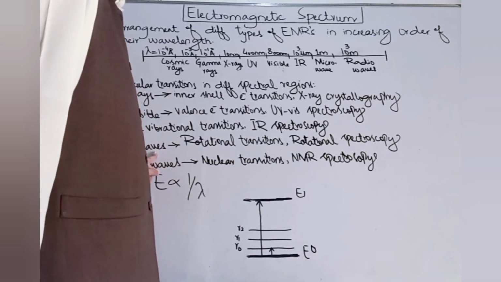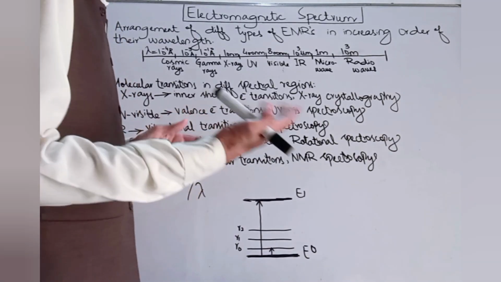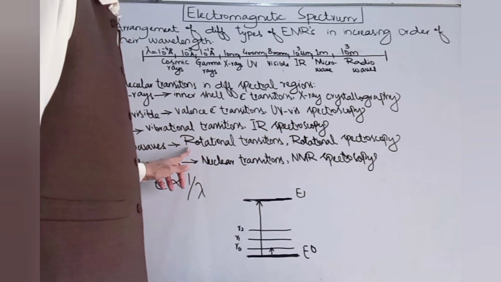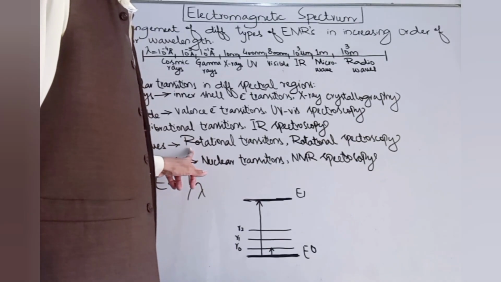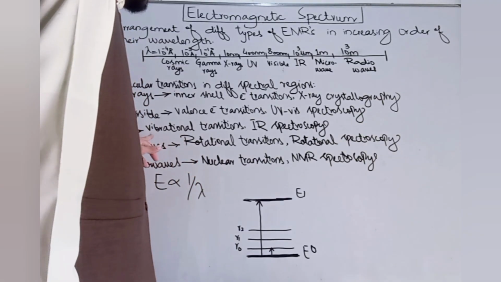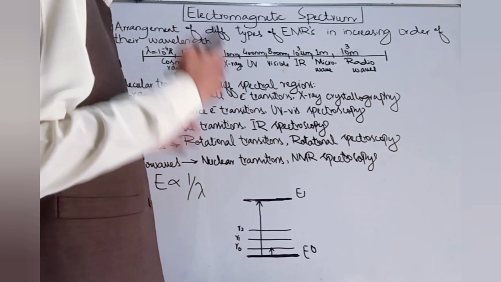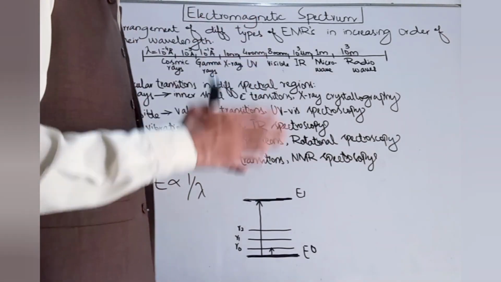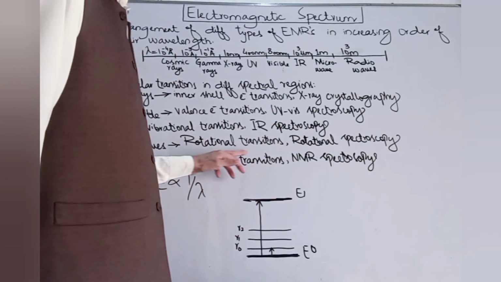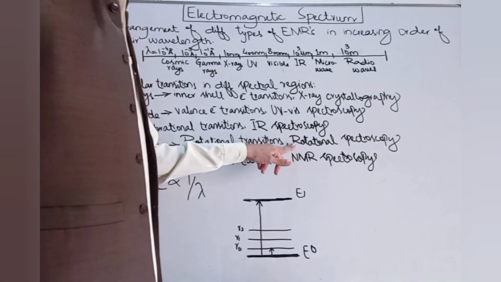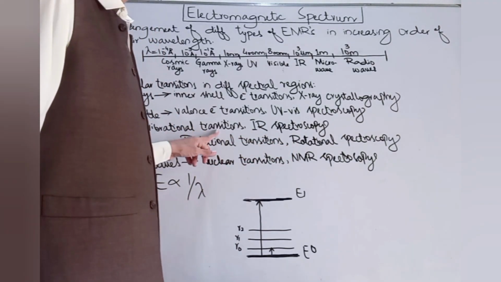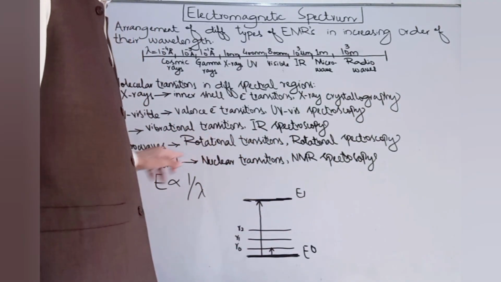The next is the microwave. If a molecule is absorbing in the microwave region, rotational transitions are possible because the energy of the microwaves matches the energy gaps between the rotational energy levels. So rotational spectroscopy is the field concerned with the rotational transitions.